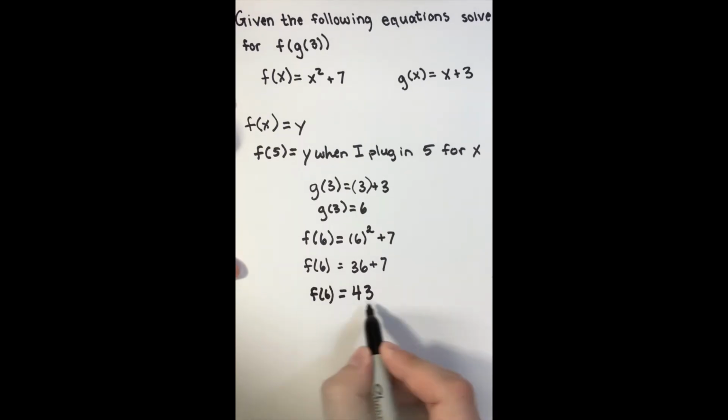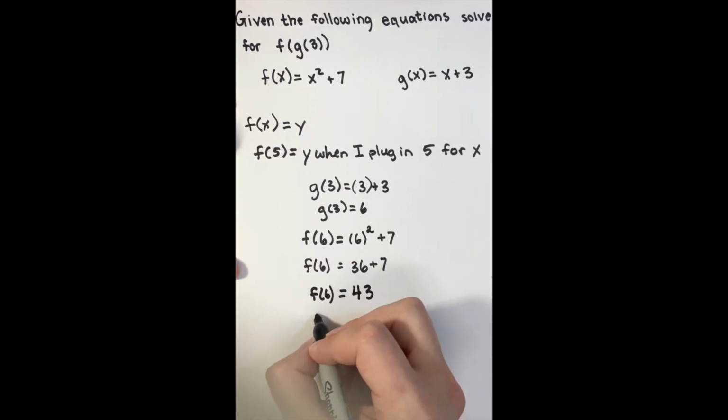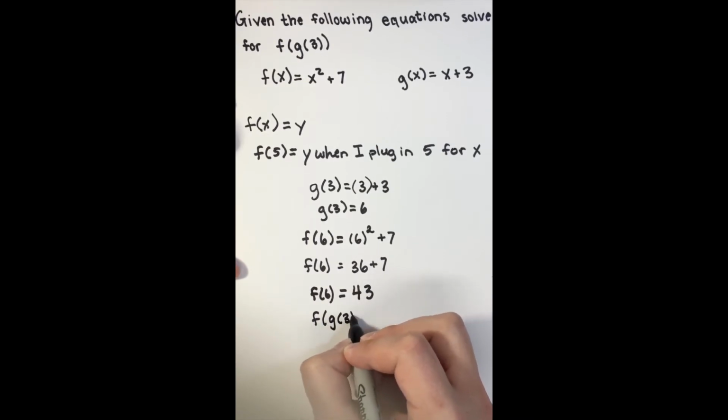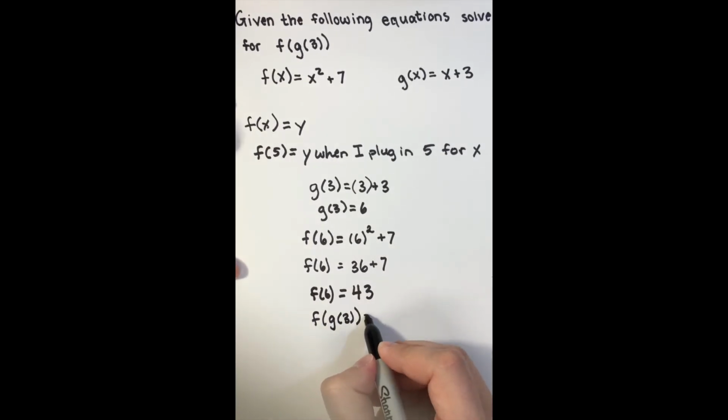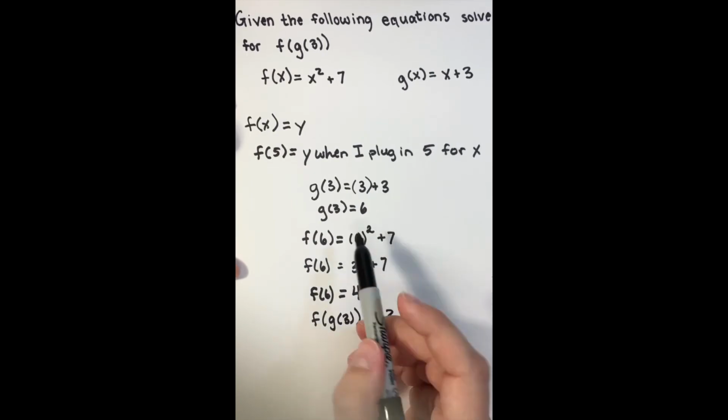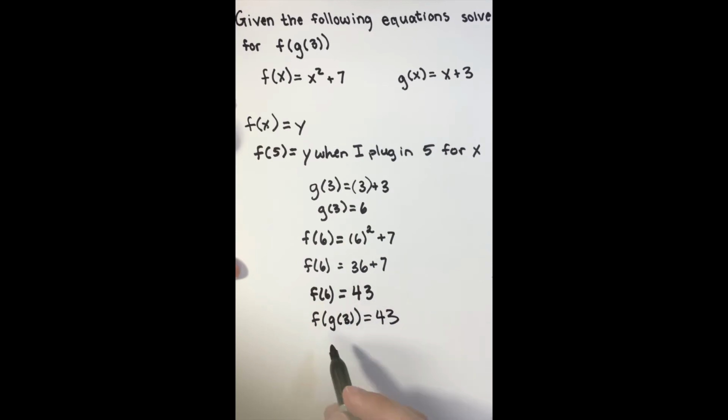And then I'm done. So this f of 6 is the same thing as f of g of 3, simply because g of 3, we said, is the same thing as 6. And so this is the same thing. So this would be your answer.